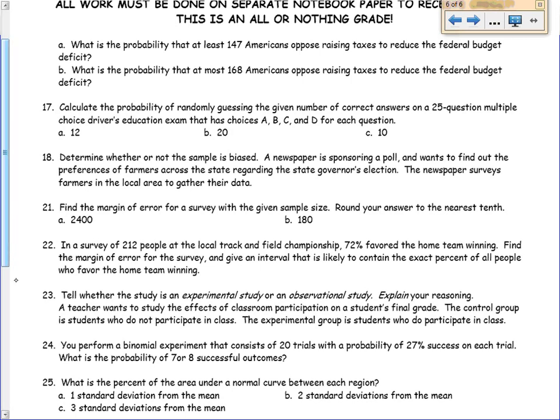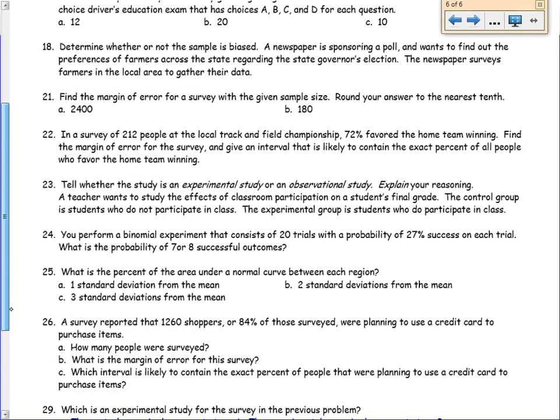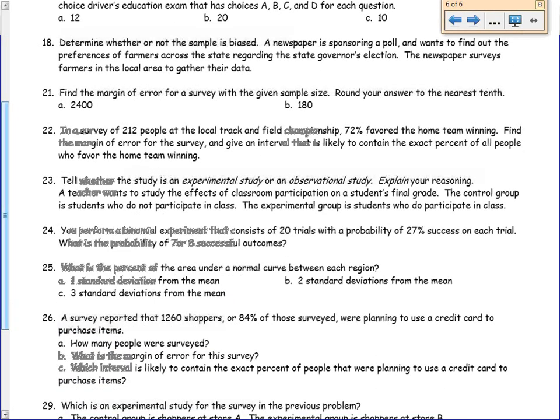Slide down, there's another binomial experiment question. This one says you perform a binomial experiment that consists of 20 trials with a probability of 27% success rate. It says, what's the probability of getting 7 or 8? How are you going to mathematically solve that? Because it says the word or. What are you going to do with your two answers? Add them. That's right. See, it says 7 or 8, so you'll take the probability of 7 and add it to the probability of 8.